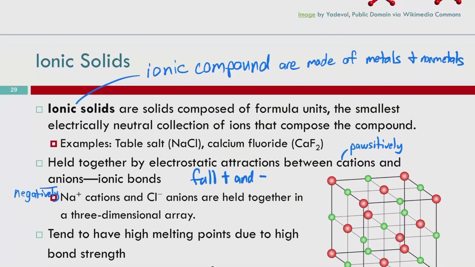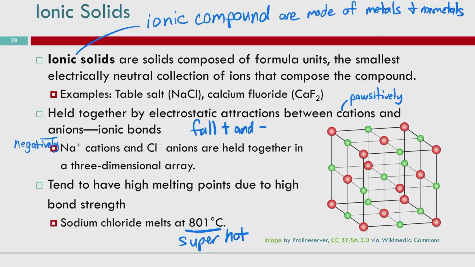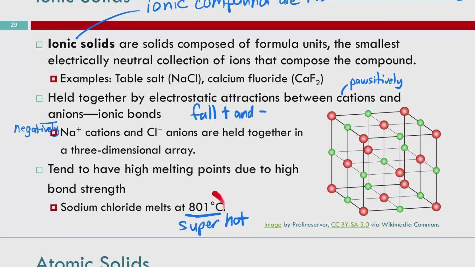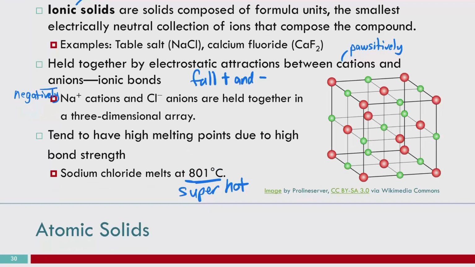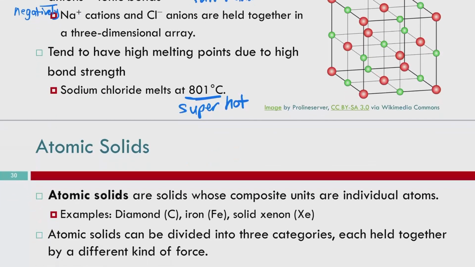Ionic compounds tend to have very high melting points, particularly compared to our molecular compounds. We have full positive and negative charges, sometimes multiple positive, multiple negative charges. So these are much, much stronger because of these full positive and negative forces. And so things like sodium chloride melt at hundreds of degrees Celsius. 800 degrees Celsius should be over 1,000 degrees Fahrenheit. So your oven's not going to even get close. Good luck trying to melt sodium chloride at home.